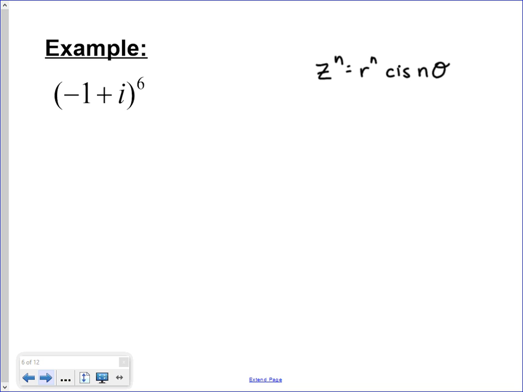Okay, you have the formula right above that on your notes. I've got that written down right there in the top corner of my slide. And we need to calculate raising negative 1 plus i to the 6th. We're looking at the formula that we just sort of derived by patterns. What things do we need to know? r, theta, and n. Okay, how will you find any of those things?